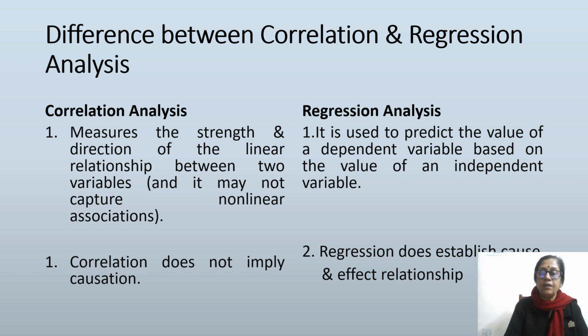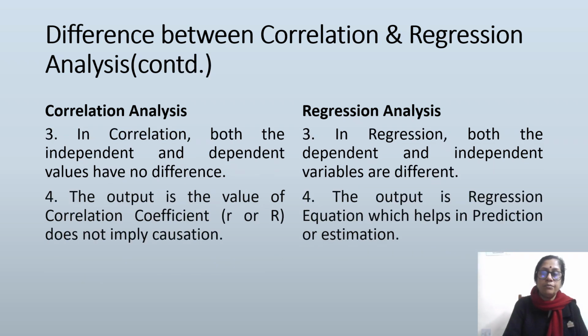मतलब यहाँ पे cause और effect relationship नहीं establish होती है, जबकि regression analysis में ये cause और effect relationship ज़रूर establish होती है. Now moving the discussion forward, in correlation both the independent and the dependent values have no difference. मतलब यहाँ पे कोई डिस्टिंक्शन नहीं किया जाता है इंडिपेंडेंट और डिपेंडेंट वेरिएबल में, जबकि रिग्रेशन एनालिसिस में ये बहुत डिस्टिंक्टली हम बताते हैं कि कौन सा वेरिएबल हमारा इंडिपेंडेंट है और कौन सा वेरिएबल हमारा डिपेंडेंट है.